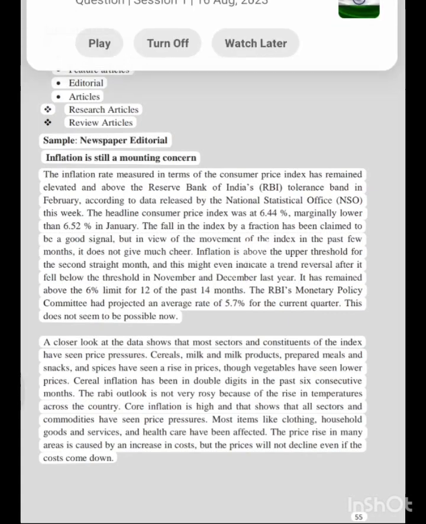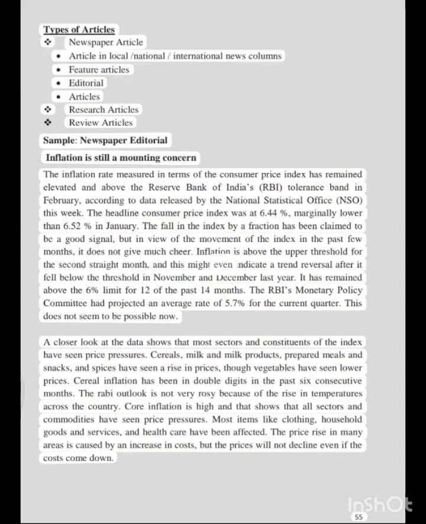Inflation is above the upper threshold for the second straight month, and this might even indicate a trend reversal after it fell below the threshold in November and December last year. It has remained above the 6% limit for 12 of the past 14 months. The RBI's Monetary Policy Committee had projected an average rate of 5.7% for the current quarter. This does not seem to be possible now.